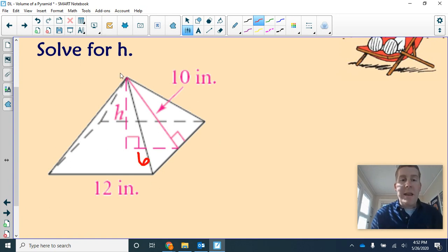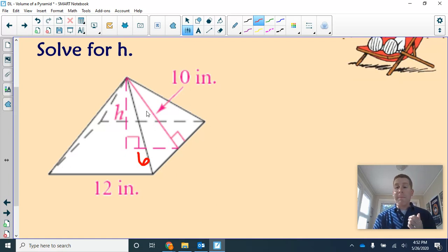And now we're going to look at this right triangle and think back to chapter 8, guys. What is the most famous theorem? We've talked about it a bajillion times. How can we find a missing length on a right triangle when we already know two sides? I hope you're saying in your head, it's the Pythagorean theorem. We're going to use the Pythagorean theorem to figure out what our height is.